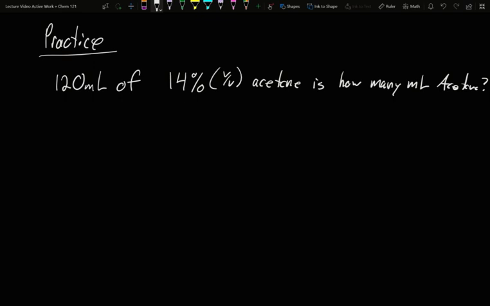In this video, we're going to do a few practices with weight and volume percentages. First, give this a try. 120 milliliters of 14% acetone has how many milliliters of acetone present?